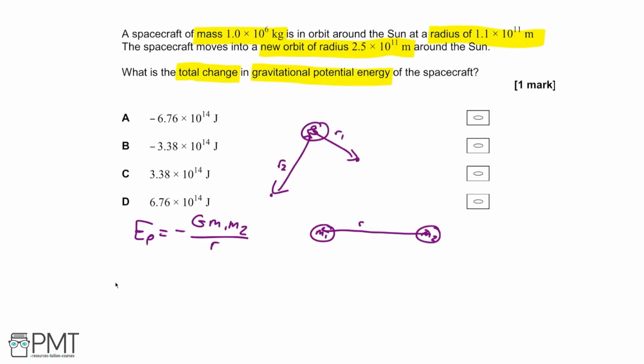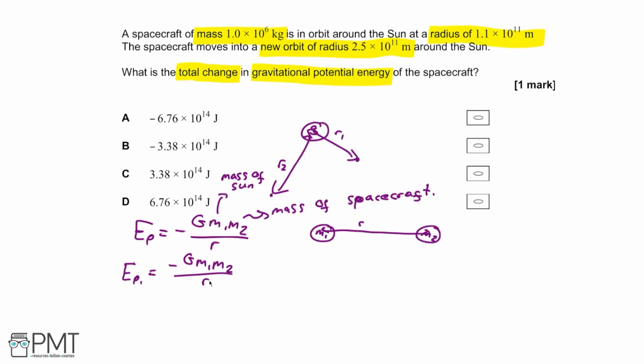the potential energy. So the potential energy in the first situation is just given by G times m1, the mass of the Sun, where we'll take m1 to be the mass of the Sun, and we'll take m2 to be the mass of the satellite, or spacecraft, rather. So we have EP1 equals minus G m1 m2 divided by r1, and then EP2 is the same, with the second radius in the place of the first radius.